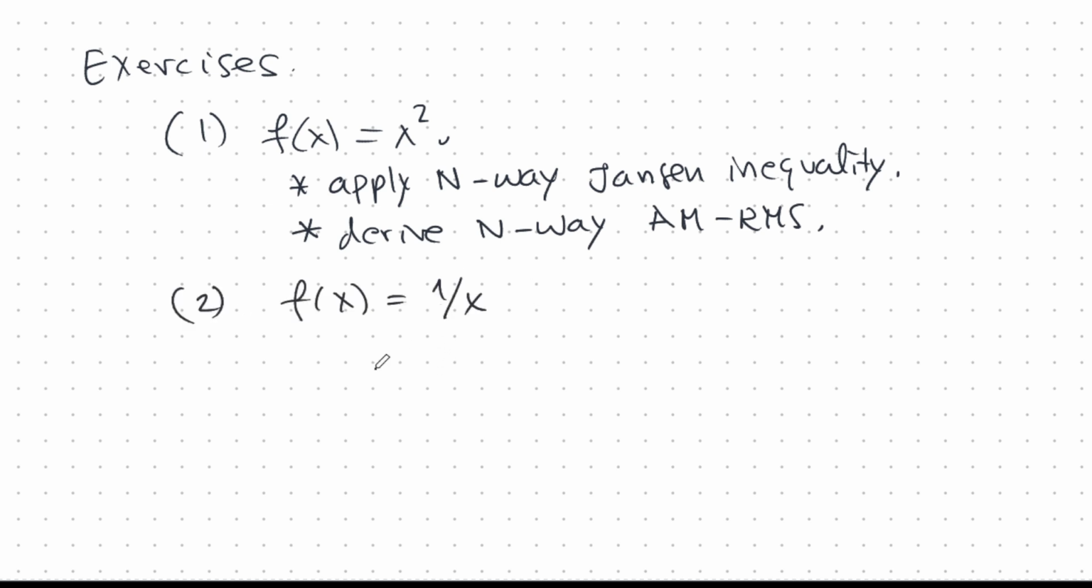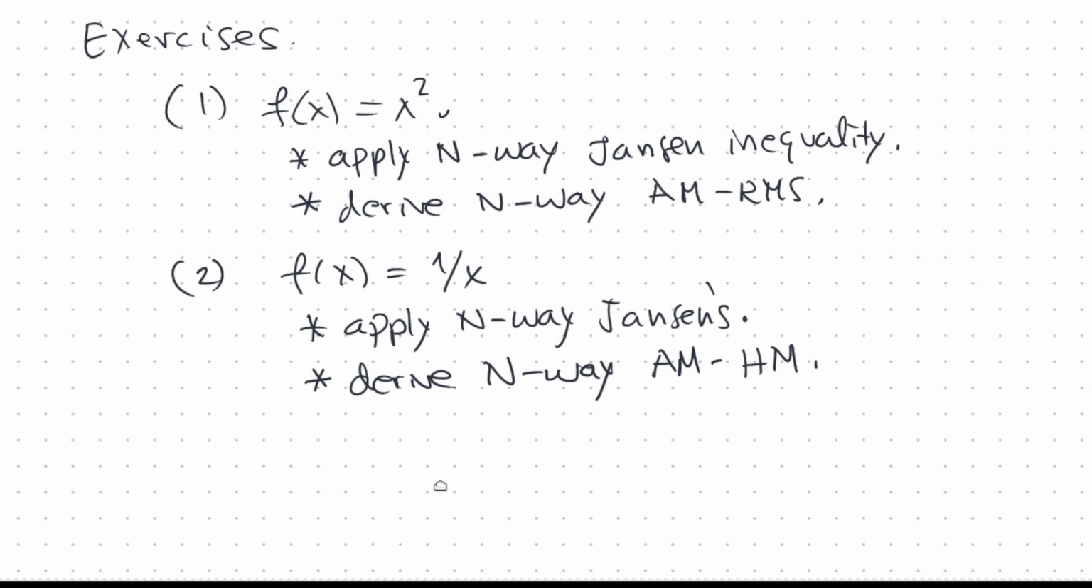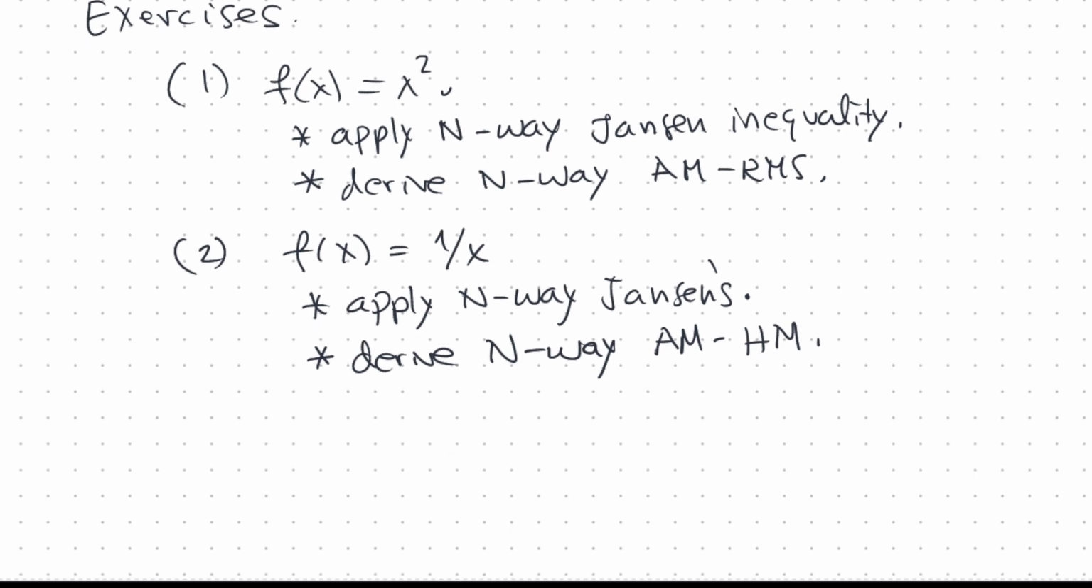Next one, same thing, same idea. You take this function here and you apply the N-way Jensen's. You're going to get some huge monster N-way inequality. And then you derive the N-way arithmetic mean, harmonic mean inequality. So there you go. That's some work you can do. And I'm sure you can think of other things to do.